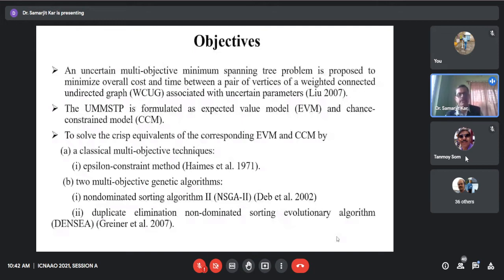Firstly, we use a classical approach, a very well known one, the epsilon constraint method, and two multi-objective genetic algorithms. One is the non-dominated sorting genetic algorithm, known as NSGA-II, proposed by Kalyanmoy Deb, and another evolutionary algorithmic approach is known as DENSEA. This is also a very popular multi-objective evolutionary algorithm, which mainly deals with discrete types of problems like network problems.